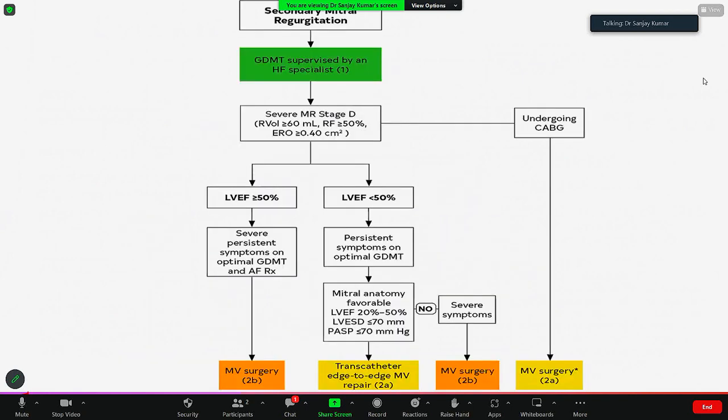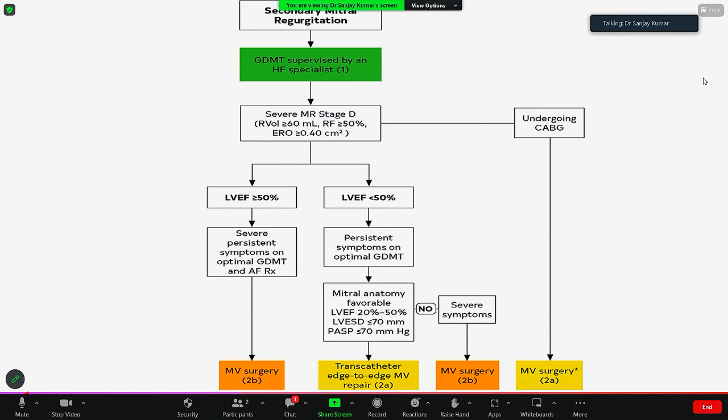Now, secondary mitral regurgitation. Here, predominantly the leaflets are not at fault, but because the LV is dilated there is an annular dilatation. There is a symmetrical or asymmetrical dilatation of the annulus, which can lead to significant MR.